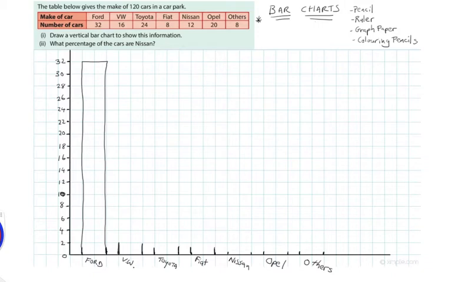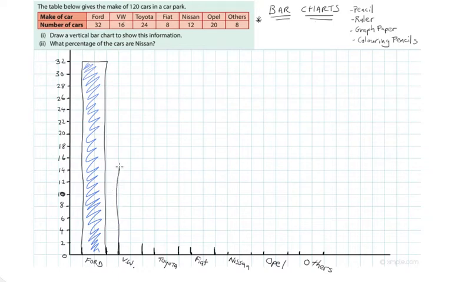And now I'm going to color it in. Now, you could color it in or do lines like this. The only reason I'm doing this is it makes it a bit more clear when we're finished. So Volkswagen, 16, there are 16 Volkswagens. So 16, go across here and down, and then I'll color that in. I'll color this in yellow.